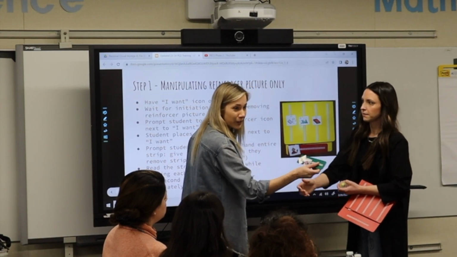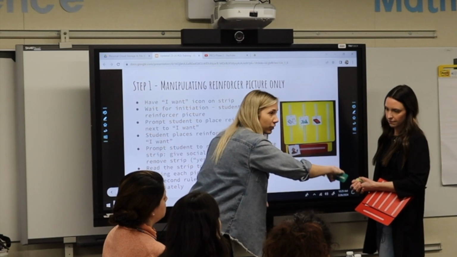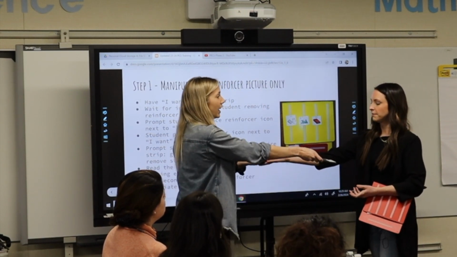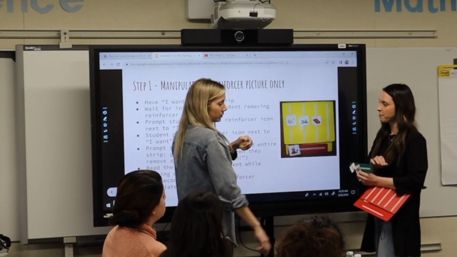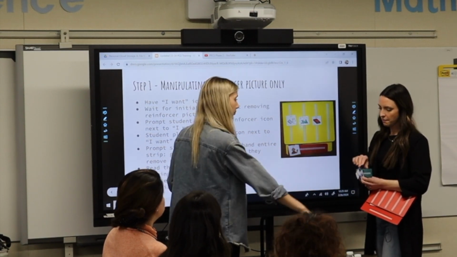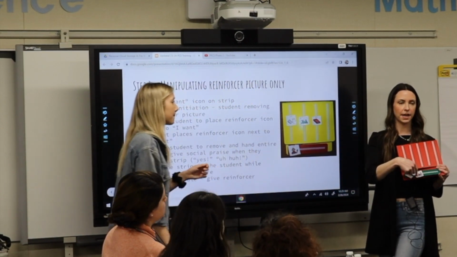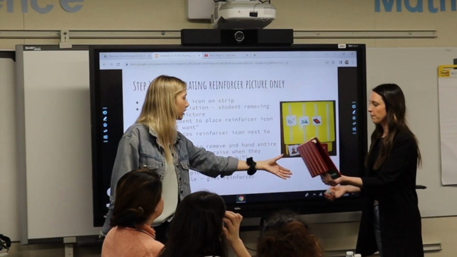This is sometimes hard for kids to get off, so sometimes I just let it sit, because it takes a lot of work for them to rip it off. Once I have it, she's going to prompt me to give it back, and then she's going to read it first and say, I want squishy toy. Does that make sense? Okay. And eventually you do want them to tap the icons with you, but not quite there yet. Okay. Thank you.